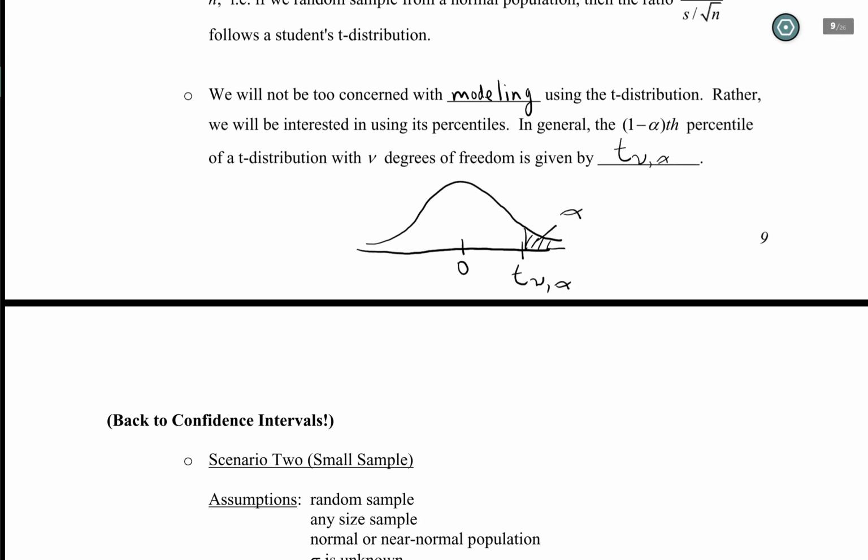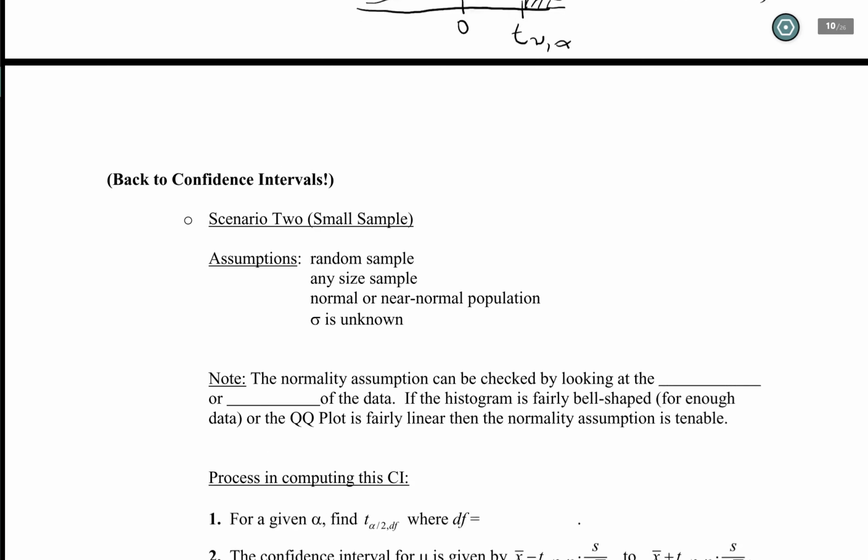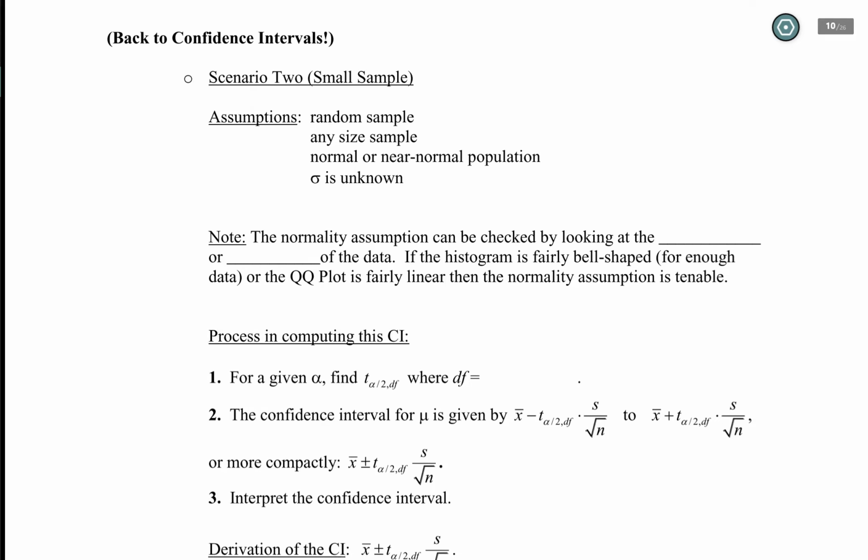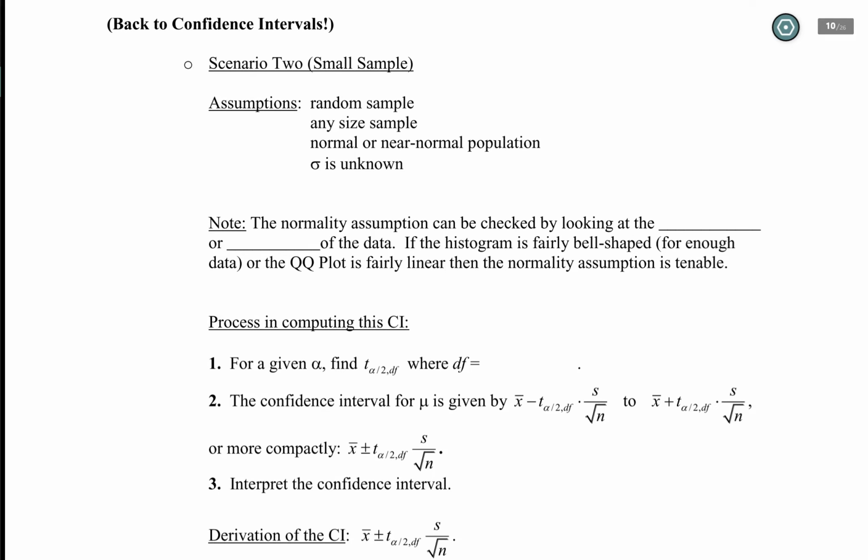Alright, that was an aside. Now let's come back to confidence intervals. Back to confidence interval on a population mean, where the standard deviation of the population is unknown. Scenario 2 here, the small sample scenario, we have a random sample. We have any size sample. It doesn't have to be large, but we need our population to be normal, or at least close to normal. And our standard deviation is unknown here, that more practical situation.